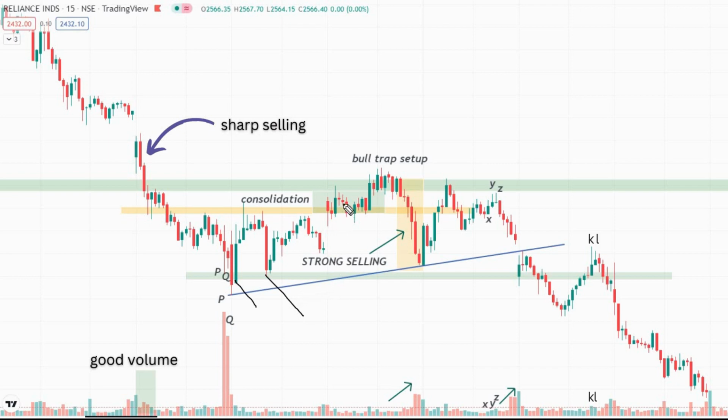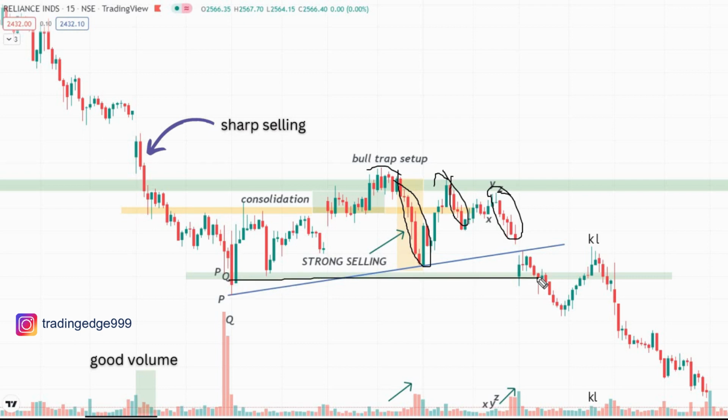and also we witnessed a bull trap setup that is being formed here. After defending these support zones, prices couldn't continue the upward momentum, and now making lower high formation, good selling pressure, prices are again testing the support zones.